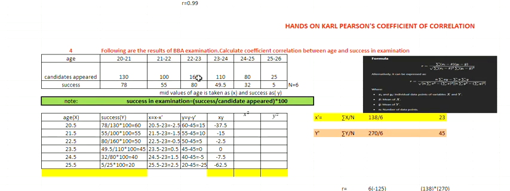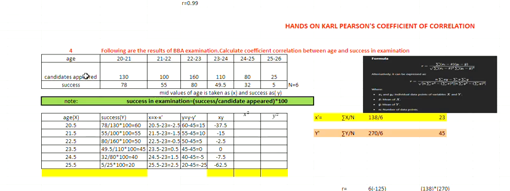The type of problem you get in correlation is where three sets of data are given, like age, candidates appeared, and then the success rate you have to find out. Here the problem gives the BBA examination result and asks you to calculate the coefficient between age and success. Does age relate to success? That is what we are going to find out, the relationship between x and y.